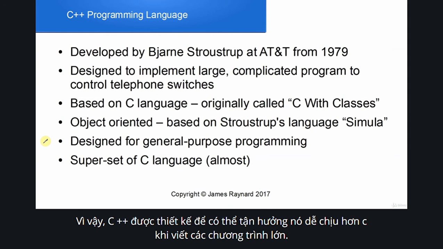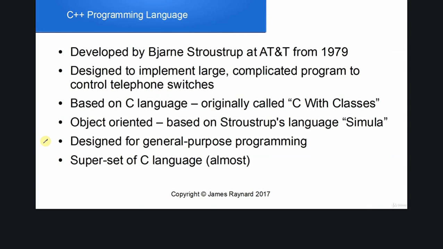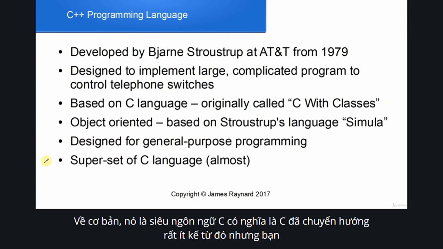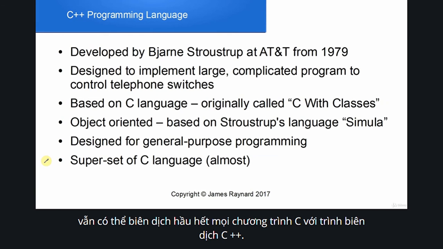So C++ was designed to be more pleasant than C when writing large programs. It kept all the features of being a high-level assembler, really. It's basically a superset of the C language. I mean, C has diverged very slightly since then, but you can still compile almost any C program with a C++ compiler.